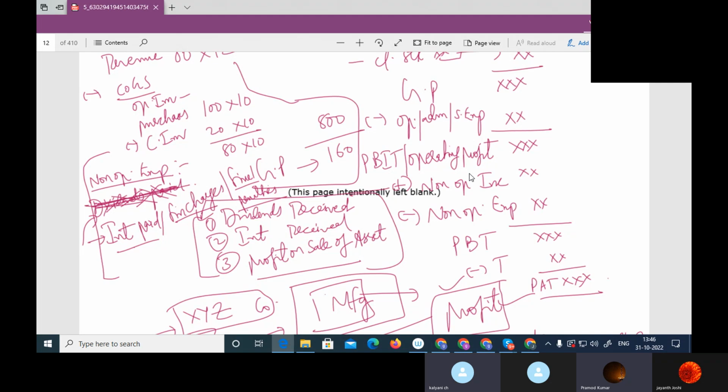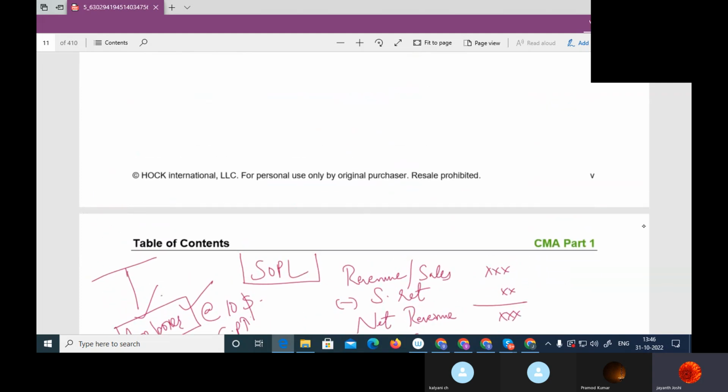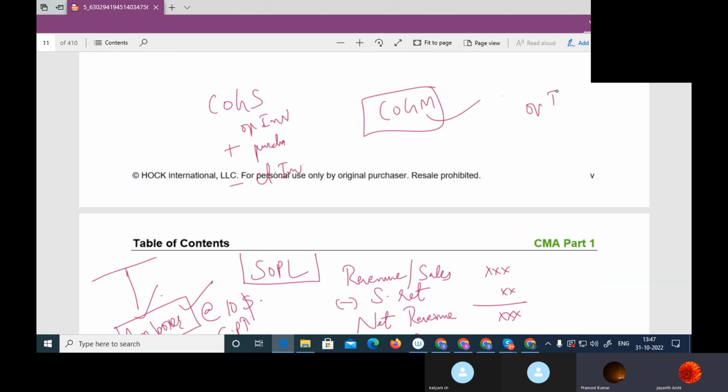Is the COGS a rule, or does it change topic to topic? COGS in general is for a trading concern. But there is a COGM also, cost of goods manufactured. COGS is for a trading concern. In COGS I took opening inventory, purchases, and minus closing inventory. But in COGM, I'll take opening inventory, purchases, and some direct nature expenses.